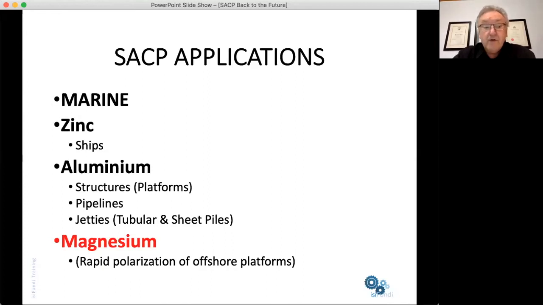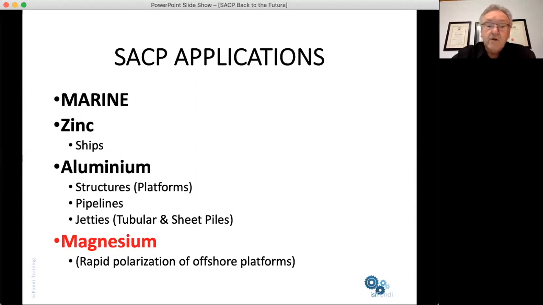As I mentioned earlier, we don't generally use magnesium in the sea because it disappears all by itself without any help from a steel structure. However, there are situations where magnesium anodes have been attached to offshore platforms in order to provide an initial very high current density during the polarization phase of the structure.